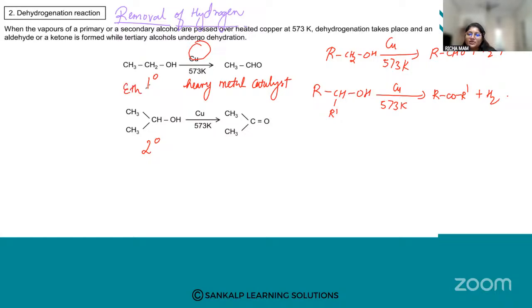Here I have taken ethanol, and this is propan-2-ol, isopropyl alcohol. Ethanol, or ethyl alcohol, when heated with copper at 573 Kelvin gives acetaldehyde. And isopropyl alcohol heated over copper at 573 Kelvin gives a ketone, that is acetone. So another method of preparation is the dehydrogenation reaction.